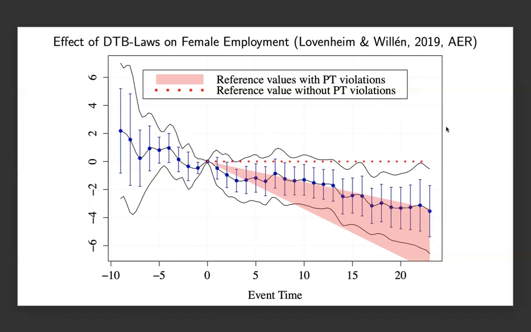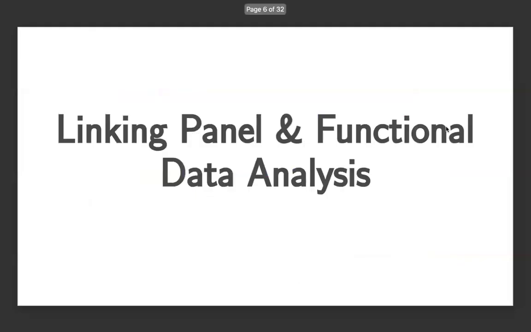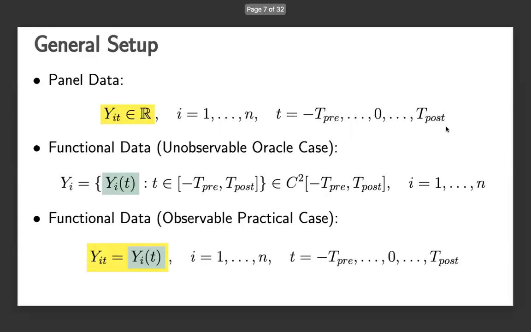Okay, so let us first solve how to construct the simultaneous confidence band. As I said before, to construct the simultaneous confidence band, we need to construct it from the functional data perspective because we consider event time to be continuous now. And so we would like to link the traditional panel data perspective with our new functional data perspective, and then we can lead to the construction of the simultaneous confidence band. Okay. So from a traditional panel data perspective, we say Y_it is a time series which is observable at discrete time points, for example, from -t_pre to t_post.